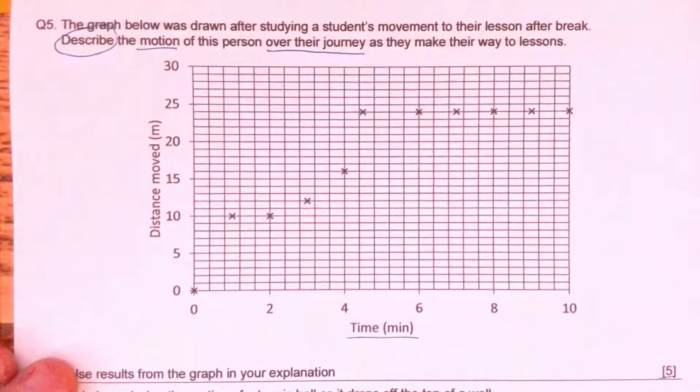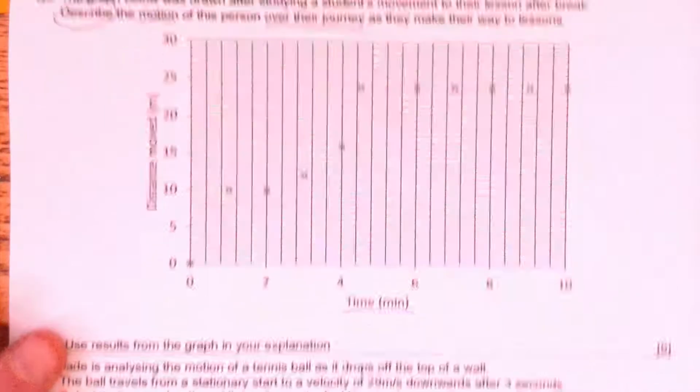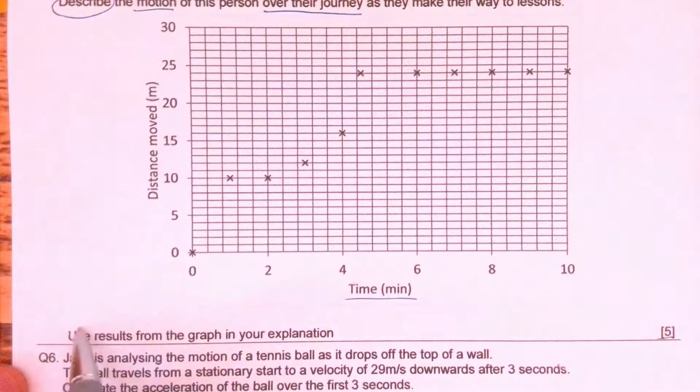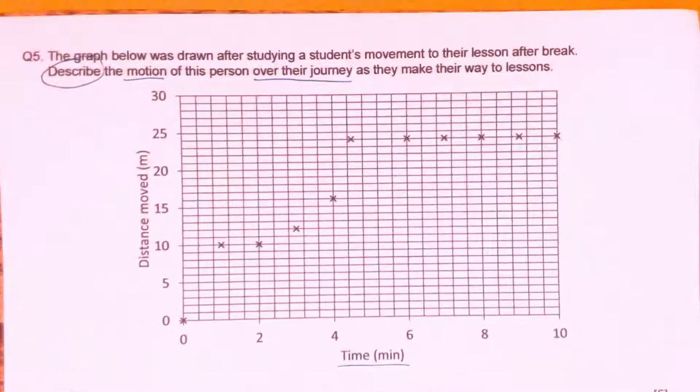Okay, so this is a big question. It's worth 5 marks in total. You can see down here in the bottom right corner, 5 marks. I've got to use results as well from the graph in my explanation. So there's 2 command words. One is I've got to describe the motion, and the other is I've got to use results from the graph in my explanation. And it's worth 5 marks in total.